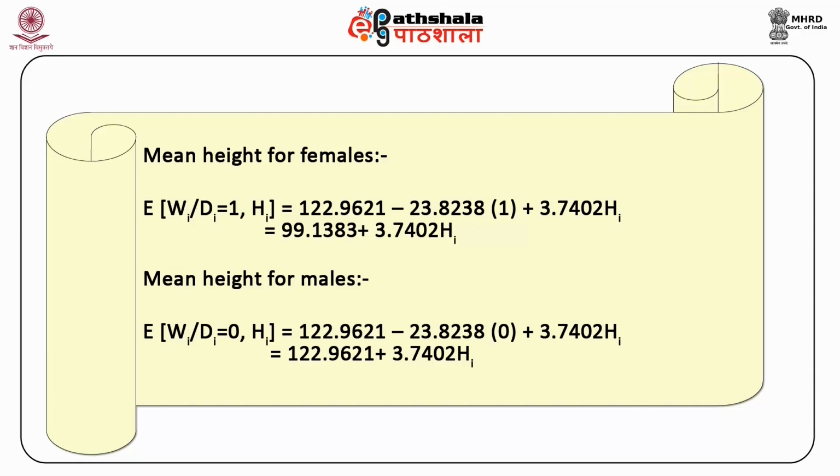is equal to the expected value of Wi given Di is equal to 0, keeping Hi as constant, is equal to 122.9621 minus 23.8238 into 0 plus 3.7402 Hi, is equal to 122.9621 plus 3.7402 Hi.